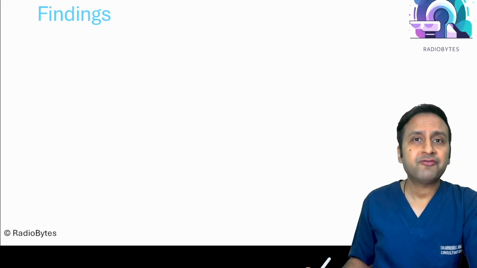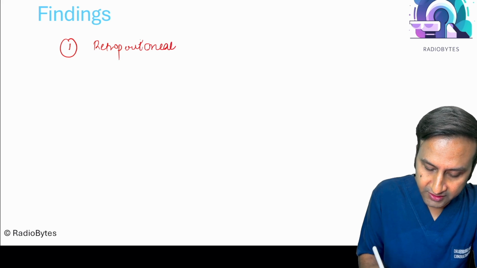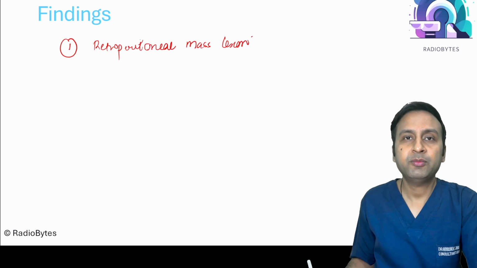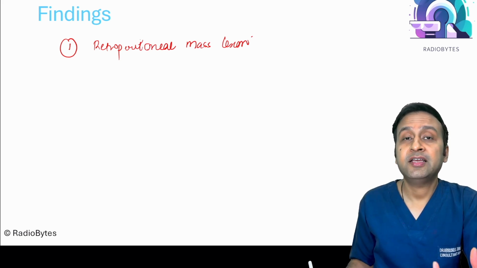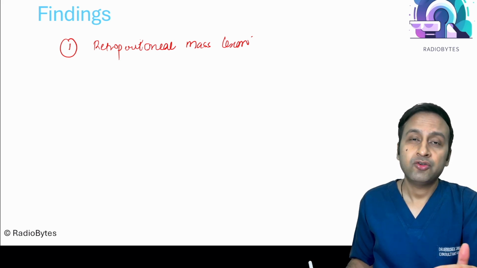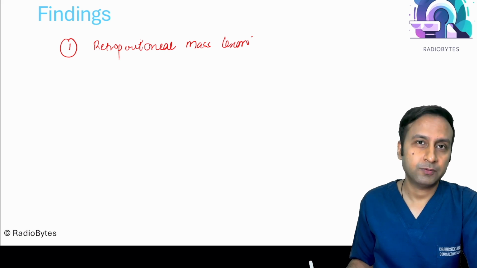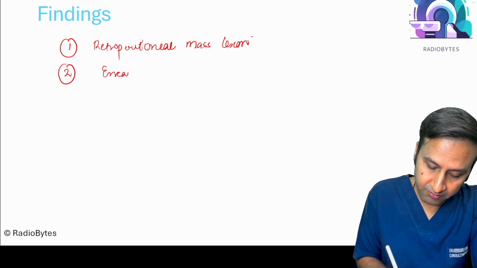So, what are the findings in our case? Our findings are number one, a retroperitoneal mass lesion. Now, whenever you're reporting such a case, you have to explain the mass lesion starting from the location. So obviously the location is retroperitoneal, but it is extending in the craniocaudal direction as well. You have to give the craniocaudal extent of the lesion. You have to tell whether it's extending up to the level of aortic bifurcation and going further beyond it or not.